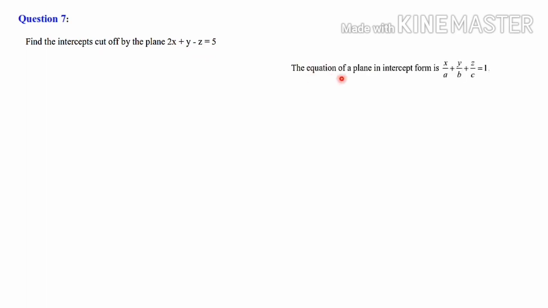The equation of the plane in intercept form is x by a plus y by b plus z by c is equal to 1. Here, a, b and c are the intercepts cut off by the plane on the x, y and z axis respectively.